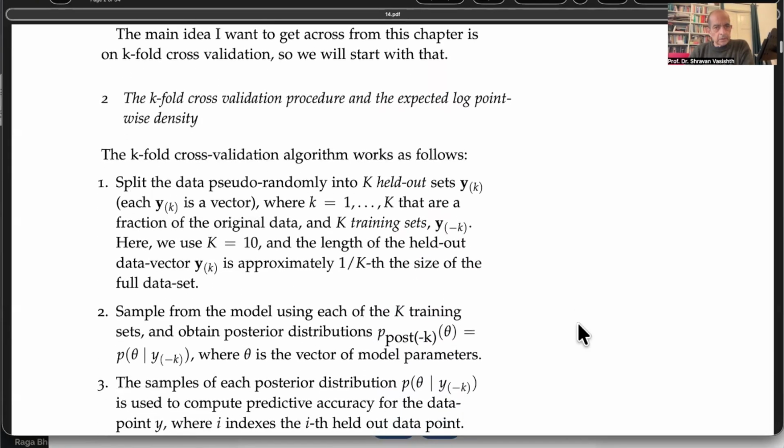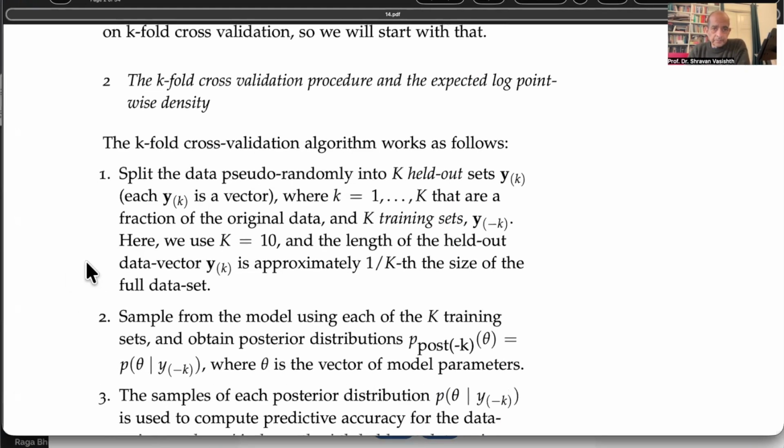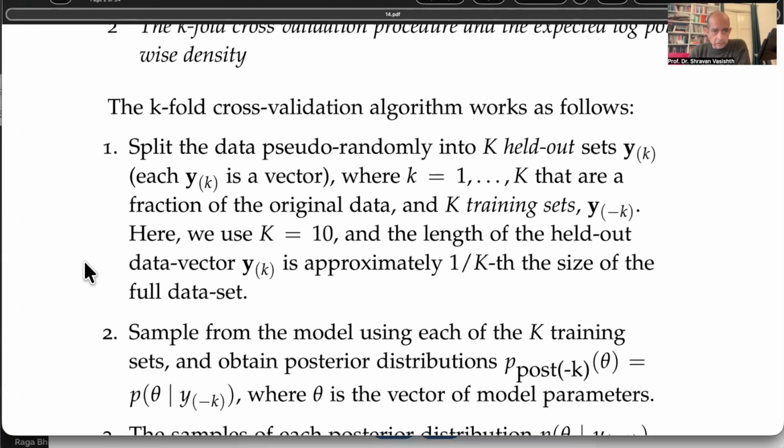The first thing I want to talk about is k-fold cross-validation, because that is the central idea that I want to communicate here. In practice, most of the work that we do involves k-fold cross-validation. So it's good to understand how this works from the very outset. The way this works is as follows.